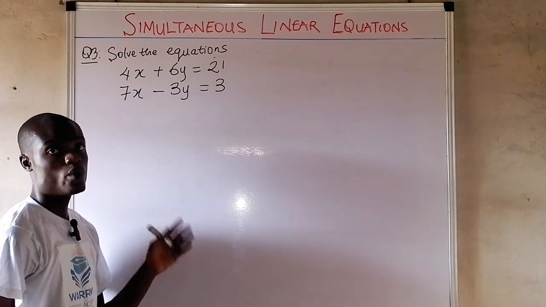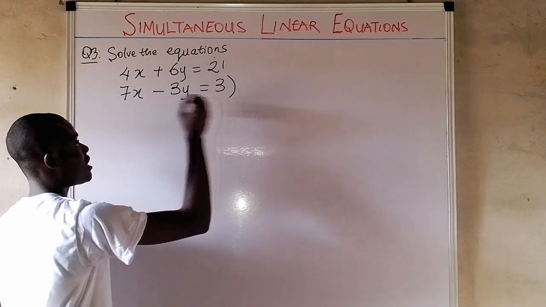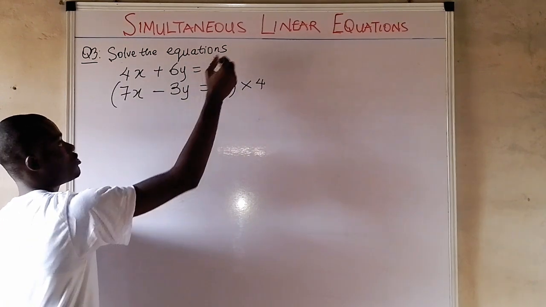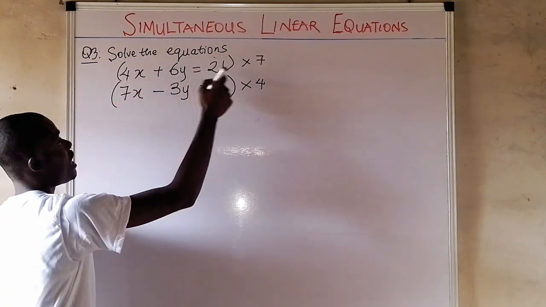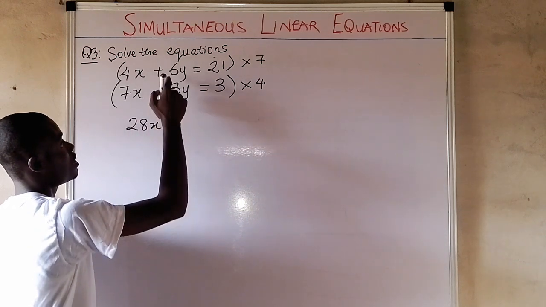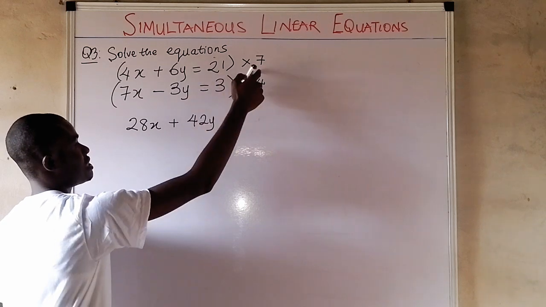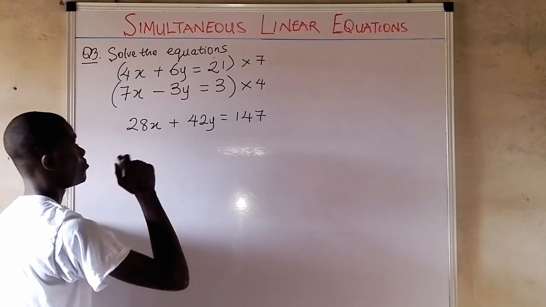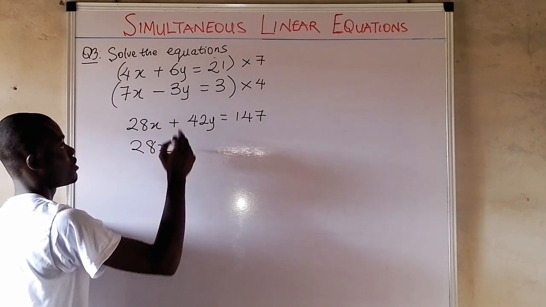So in these equations, we are going to eliminate x. Now, the coefficient of x is 4. I'm going to use 4 to multiply the other equation. The coefficient of x here is 7. I'm going to use 7 to multiply this other equation. So for this, 4x times 7 gives us 28x, plus 6y times 7 will give us 42y. Then 21 times 7 will give us 147. Now for the 7x times 4 will give us 28x.